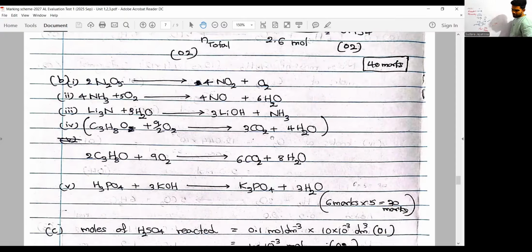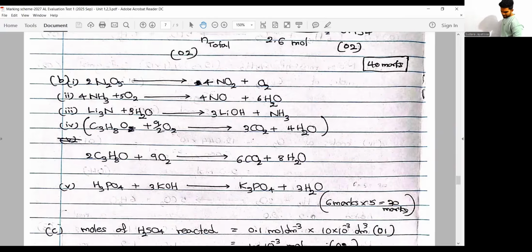Now the first one: N2O5 goes to NO2 and O2. Most of you did those well. Some of you may have had trouble with the second one because the values are big: 4, 5, 4, 6. And lithium nitride with water. There's a combustion reaction, where you need to remove the fraction by multiplying the whole thing by 2. And then the fifth one is an acid-base reaction. In an acid-base reaction, what is forming? A salt and water. Salt and water are formed.